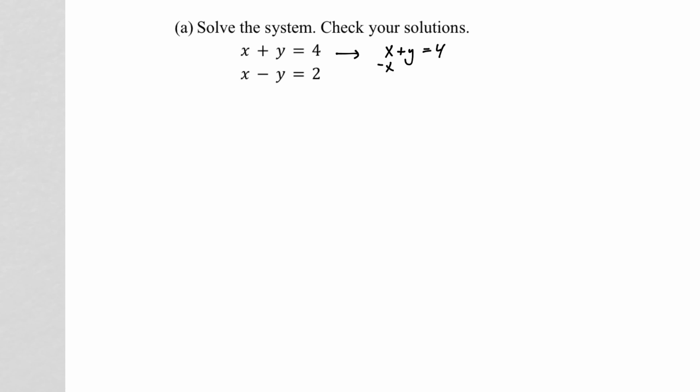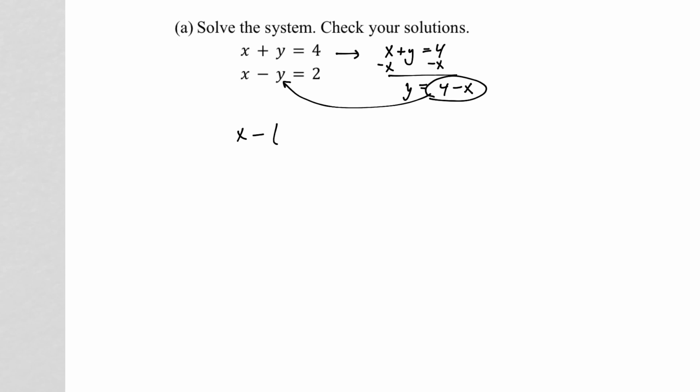So I'm going to solve this for y. I'm just going to subtract x on both sides. And we have y is equal to 4 minus x. So anywhere I see a y, I could substitute 4 minus x. Anywhere I saw a 4 minus x, I could substitute a y if that was the case. So now I'm going to go into the second equation, and I am going to substitute 4 minus x in for y.